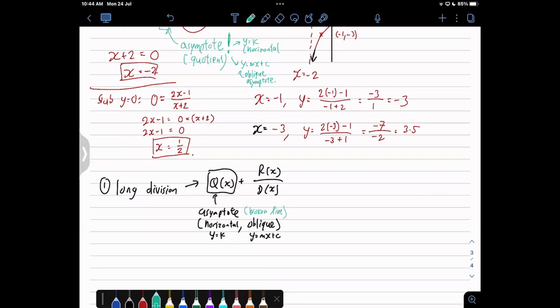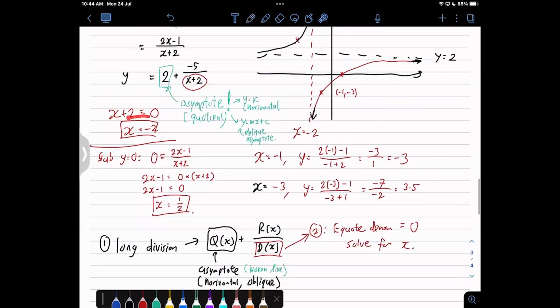Then the next step is step 2. Equate the denominator to 0 and solve for x. So for example, in this case, we got x equals to -2, right? Then this will become your vertical asymptote.